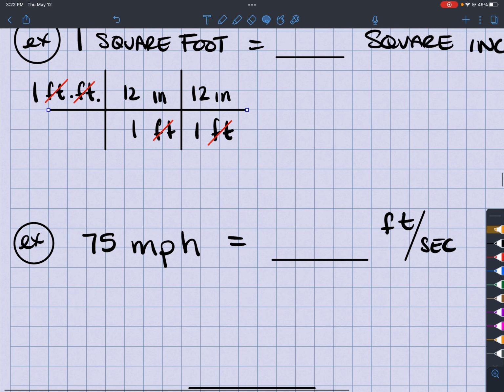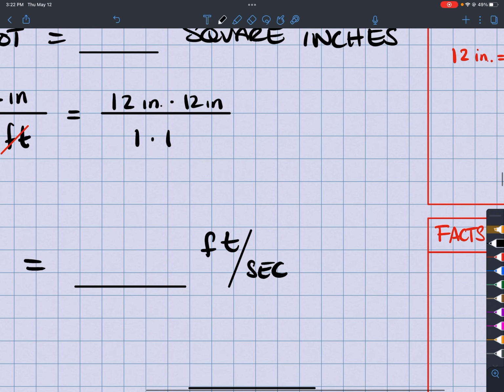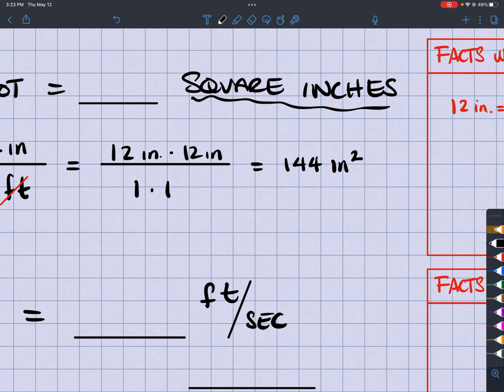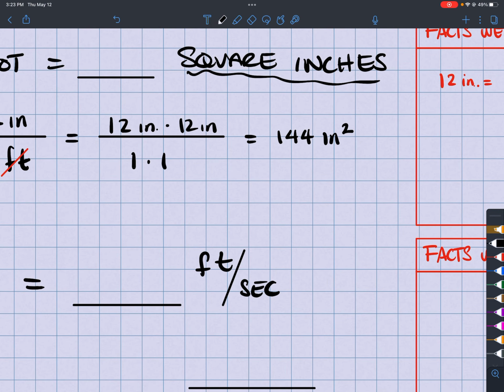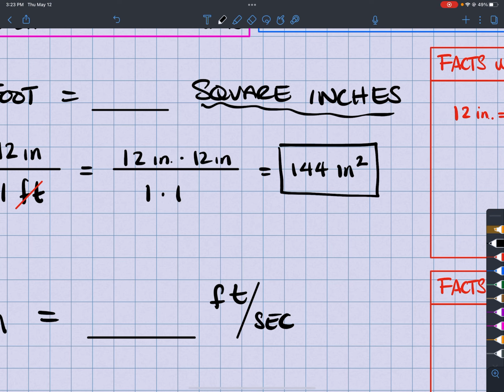So from here, if you look at the top, I have 12 inches times 12 inches over 1 times 1, because the foot is already canceled out, so that's all I have. 1 times 1 is just 1. So here I'm going to have 144, which is 12 times 12. The inch times inch would be inches squared, which is the same as square inches. So 1 square foot is going to equal 144 square inches. All right.